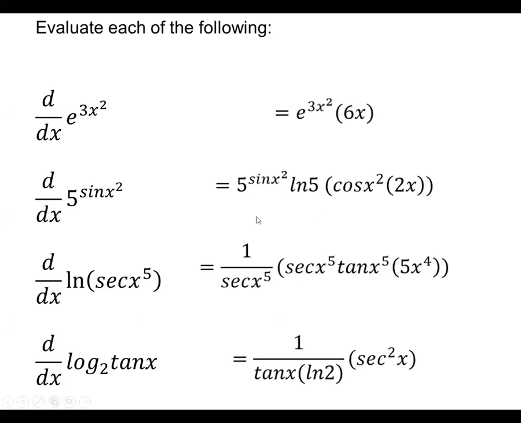So be careful. The derivative of the ln of u is 1 over u du dx, so 1 over secant of x to the 5th times the derivative of secant of x to the 5th. The derivative of secant is secant tangent, secant x to the 5th, tangent x to the 5th, times the derivative of the function on the inside, 5x to the 4th. And last one, log base 2 of tan of x. Log base a of u is 1 over u ln of a, so 1 over tan x ln of 2 times the derivative of tangent, which is secant squared.